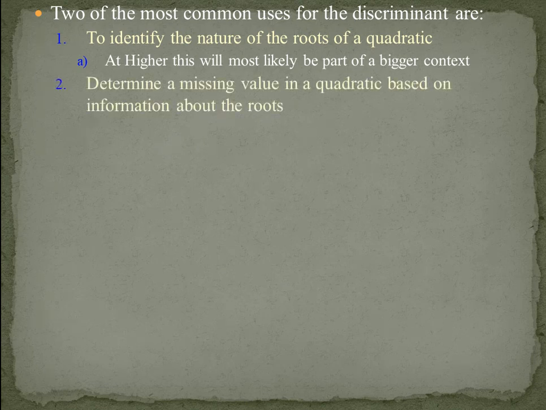Second common use is to determine a missing value in a quadratic based on information about the roots. This is quite a common one at Higher, and therefore it was that grey area one, particularly the second one, of whether they would ask that or not at National 5. The reason it's slightly uncommon is because the discriminant wasn't part of Credit or Intermediate 2, but they've now brought it into the National 5. So that leaves us where the line drawn between National 5 and Higher is slightly blurry. So again, prepare for this type of question at Higher.